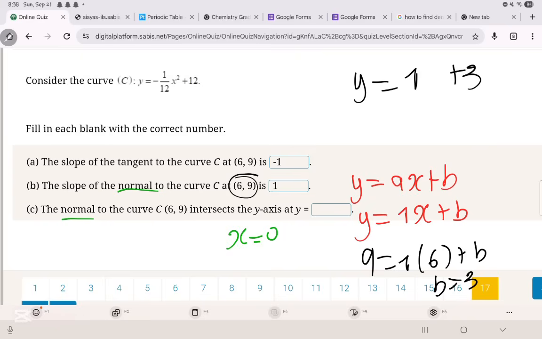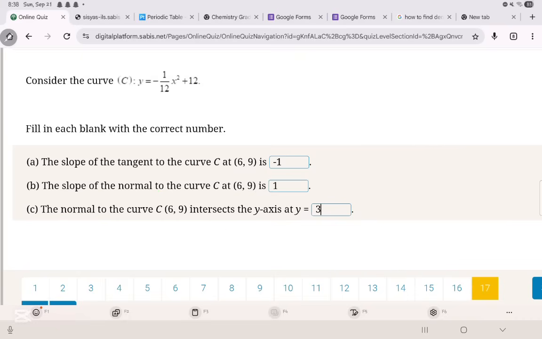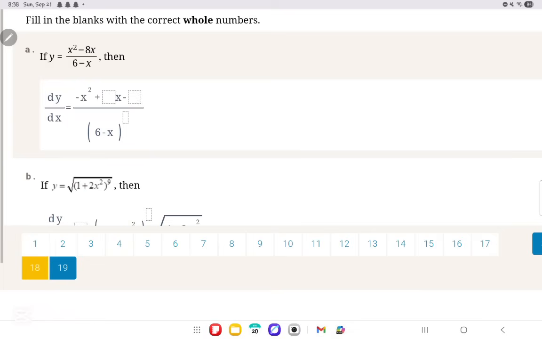Now, they want us to substitute x with 0 because they said it intersects the y-axis. That means very simply y is equal to 3. Now, last but not least, actually, no.